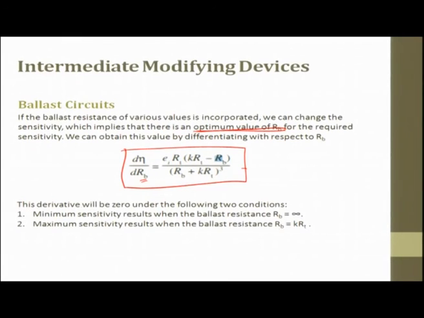This derivative will be 0 for the following two conditions: the minimum sensitivity results when the ballast resistance RB is equal to infinity, or the maximum sensitivity results when the ballast RB equals K times RT. Okay. So, this is about the ballast circuit.